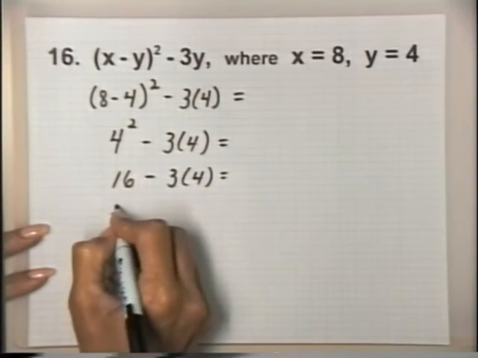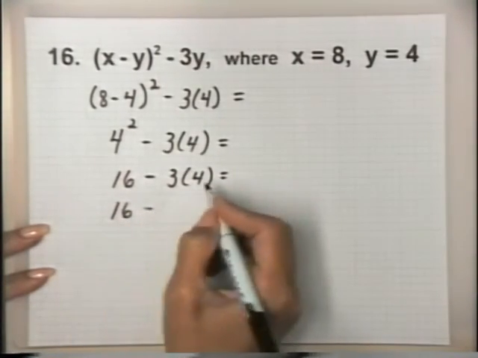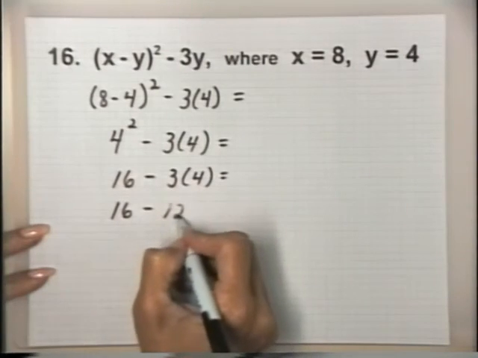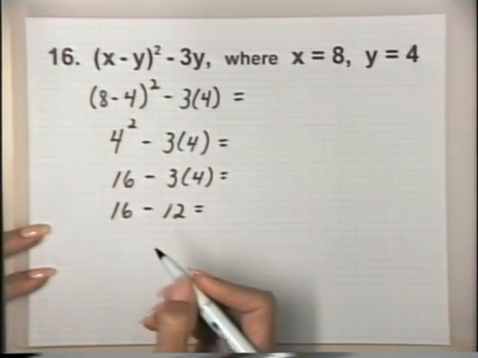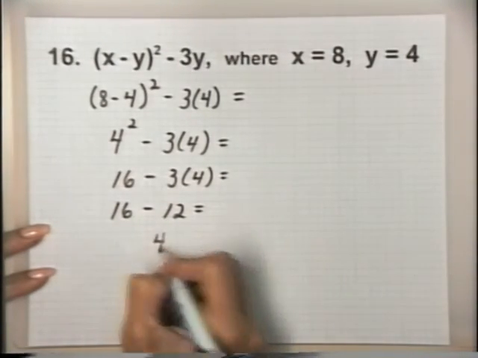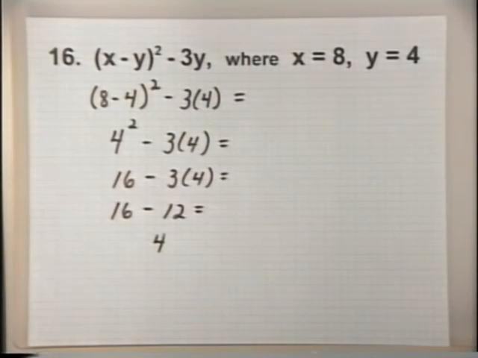Next, we multiply. We'll have 16 subtract 3 times 4 is 12. And last, 16 subtract 12 gives us 4. That completes the order of operations agreement on whole number expressions lesson. Please rewind the tape before you return it. Thank you.